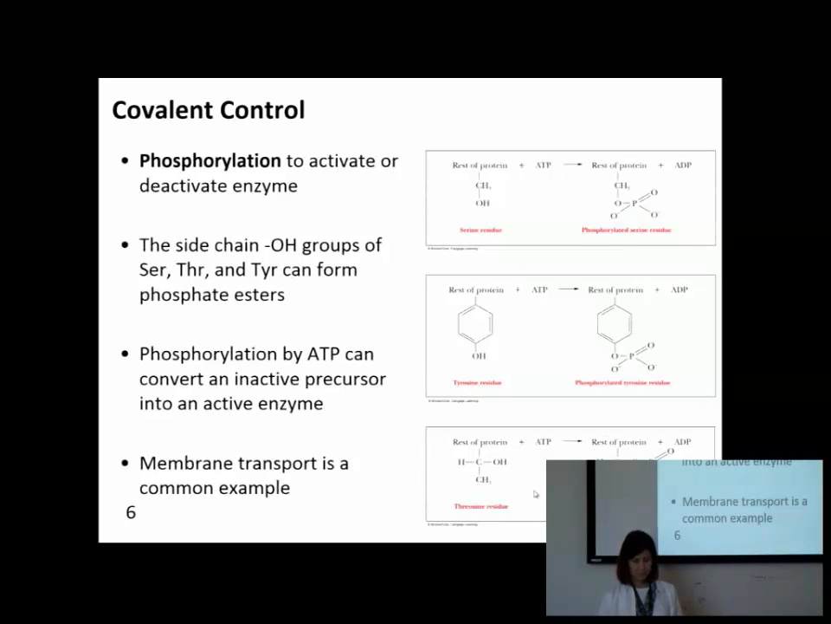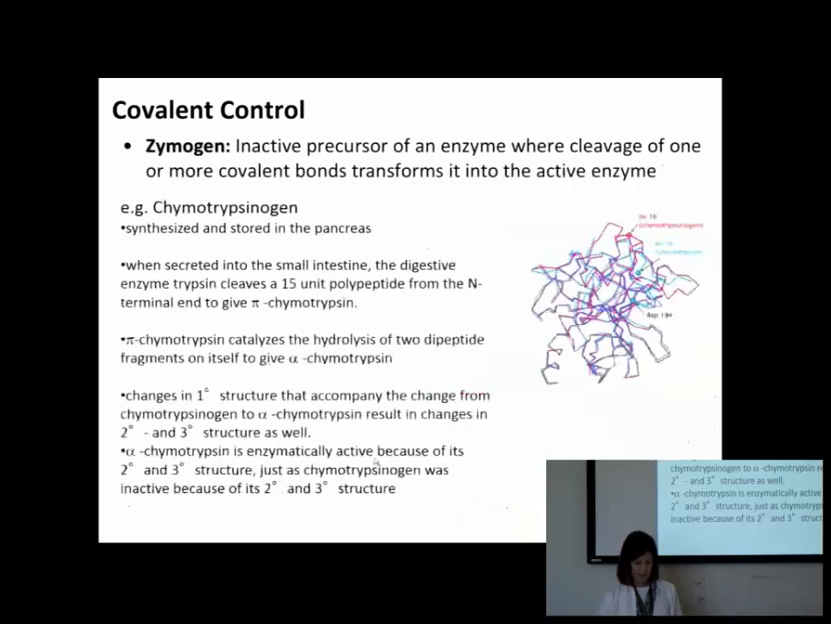Another way is to remove groups from an enzyme, a protein. This example is a zymogen. A zymogen is an inactive precursor of an enzyme, where we're going to cleave one or more covalent bonds and transform it into an active enzyme. So chymotrypsin is an example of this. All right, does anybody know what chymotrypsin does? Anybody ever use that?